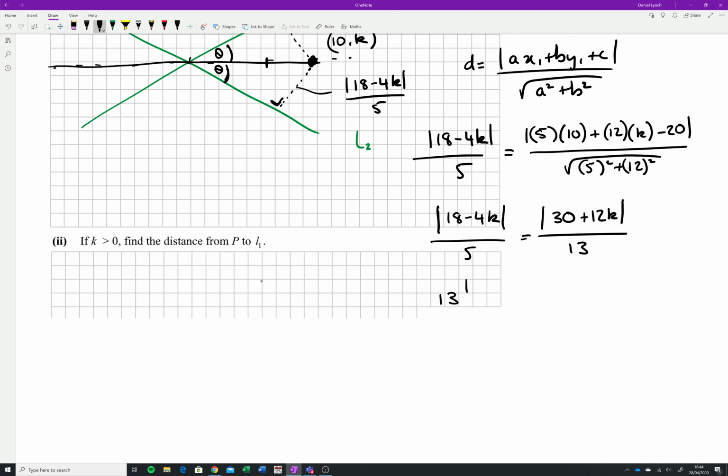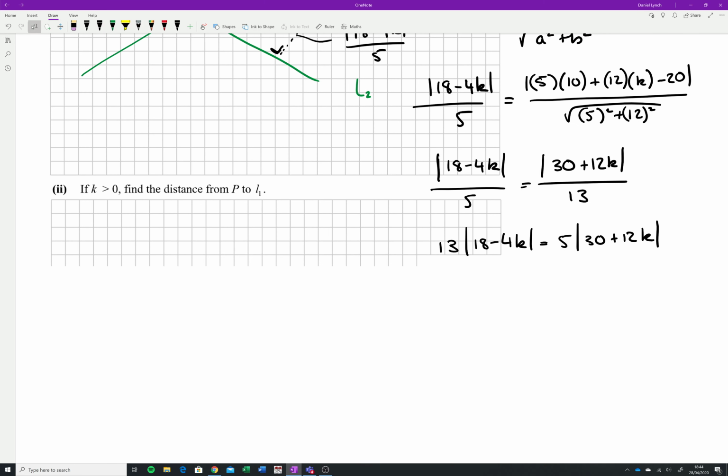So 13 times (18 minus 4k), absolute value of that, is equal to 5 times (30 plus 12k). What I did there was I multiplied both sides by 5 and by 13 at the same time. Okay, and we've ended up with that.